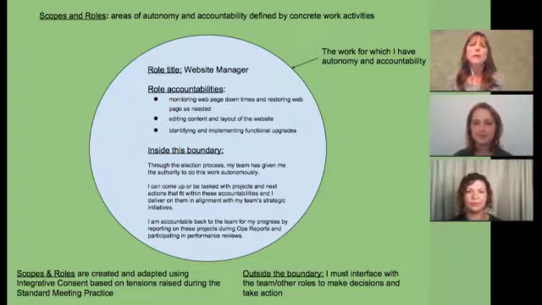This means that through the election process, my team has given me the authority to do the work of these accountabilities autonomously. And I can come up with or be tasked with projects and next actions that fit within these accountabilities and deliver on them in alignment with my team's strategic initiatives. For example, it might be a team's strategic priority to increase our visibility, and one of the projects within that is to upgrade the website along with its search engine optimization.